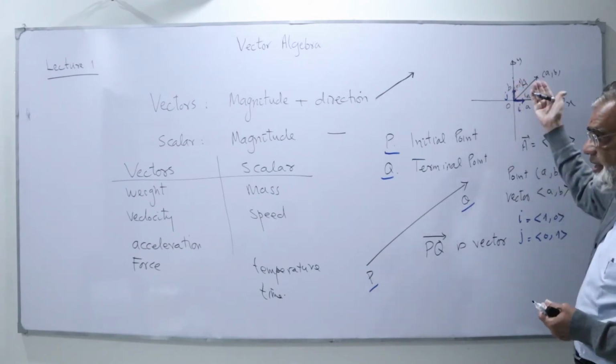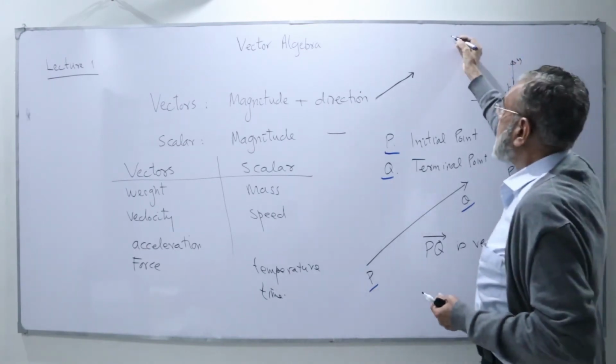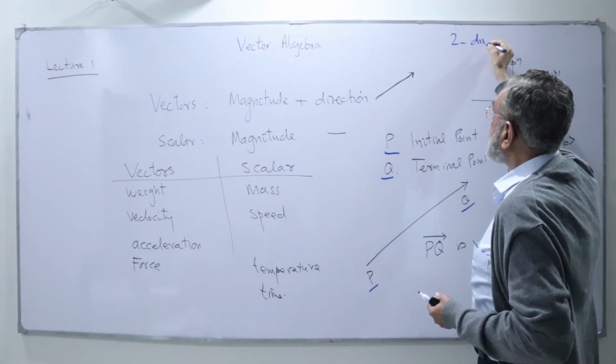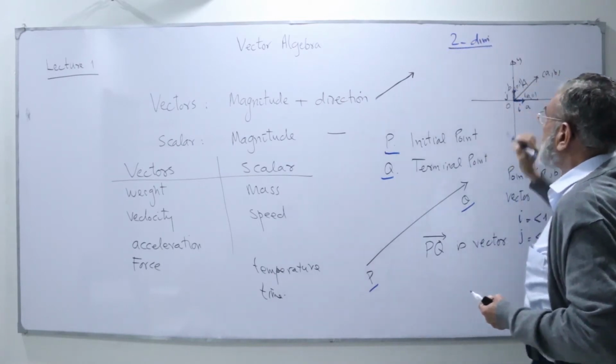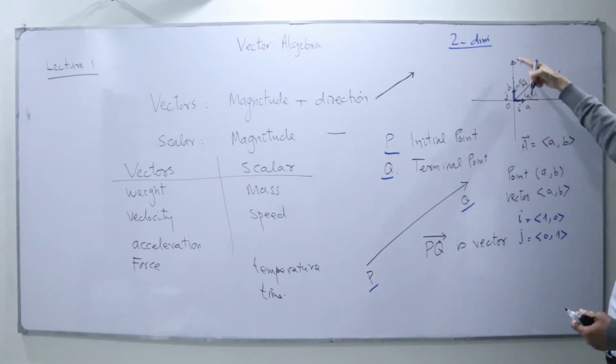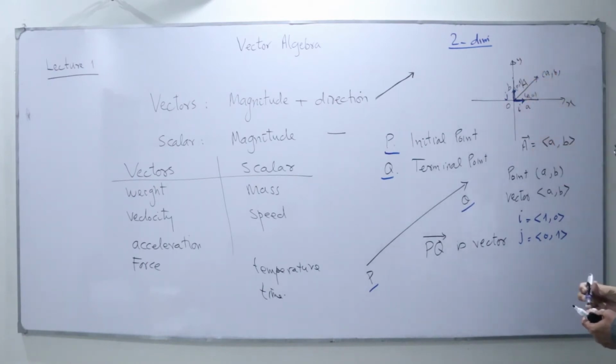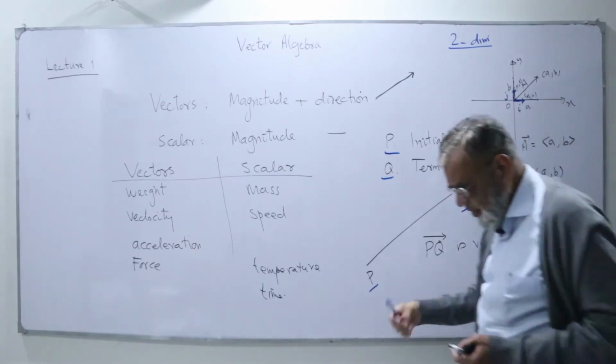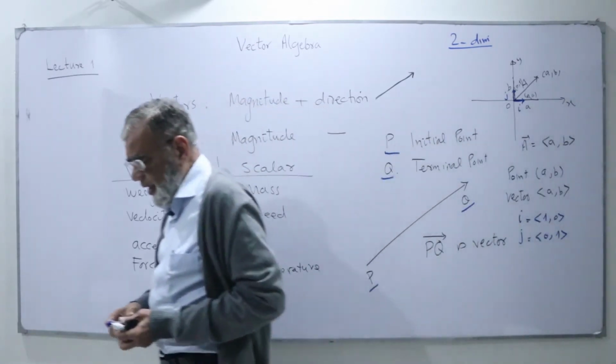Then I just gave you the example that we can write in 2 dimensions. This is my vector A. I can take along the x-axis and along the y-axis my unit vectors, which I have mentioned as i and j. We are going to discuss further about the unit vectors.